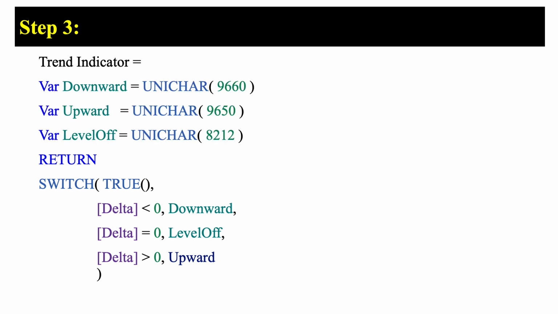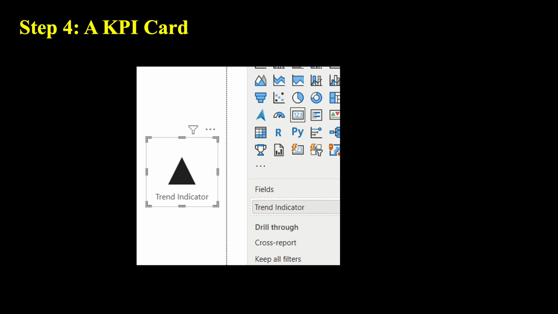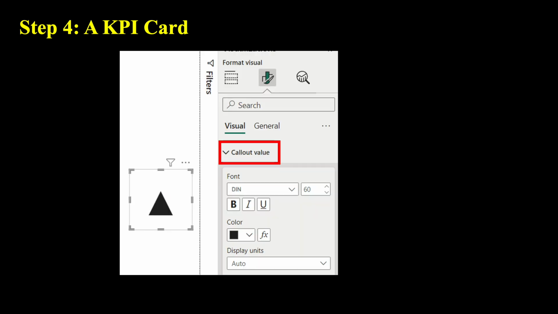So here's the whole function for the trend indicator. Please take your time to input it onto Power BI. And now that we have everything we need, let's create a KPI card. Put the measure trend indicator on the fields, and the default color of the triangle is black for now. And under callout value, you can enlarge the font size to make it larger.